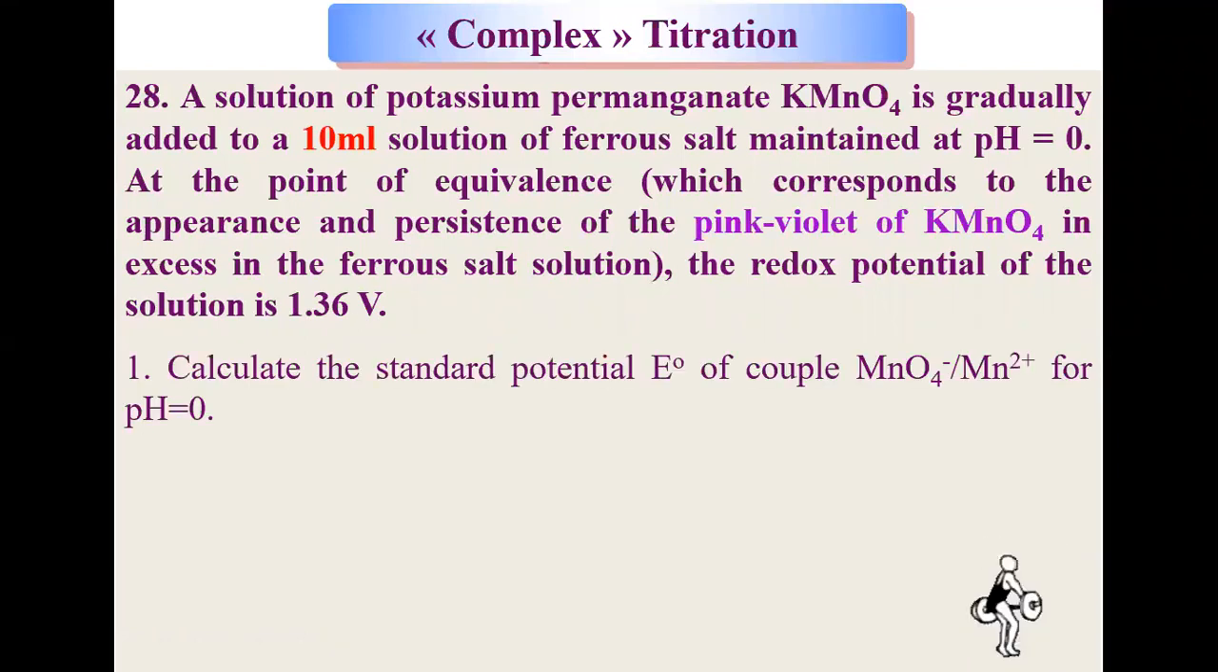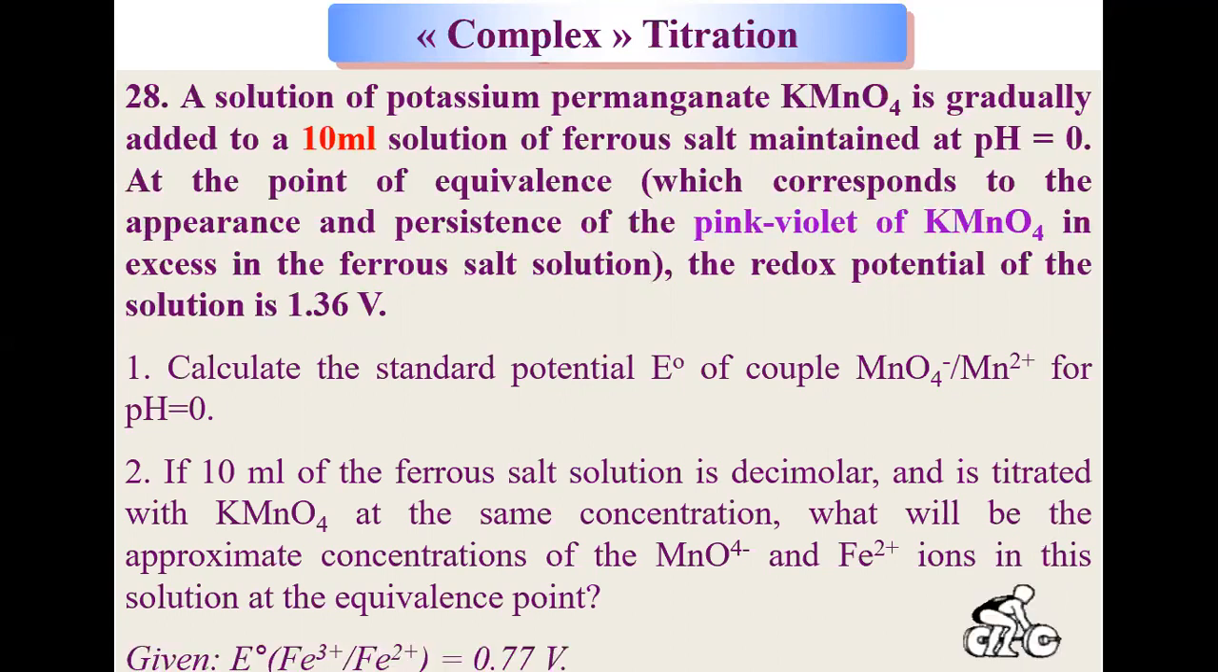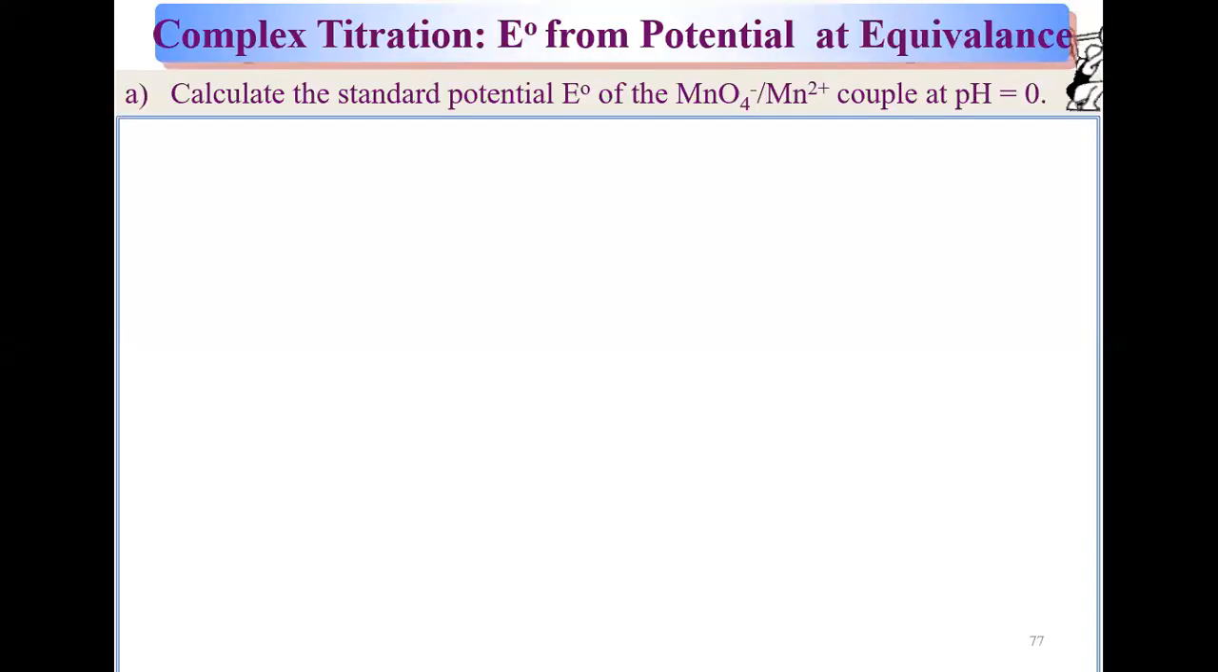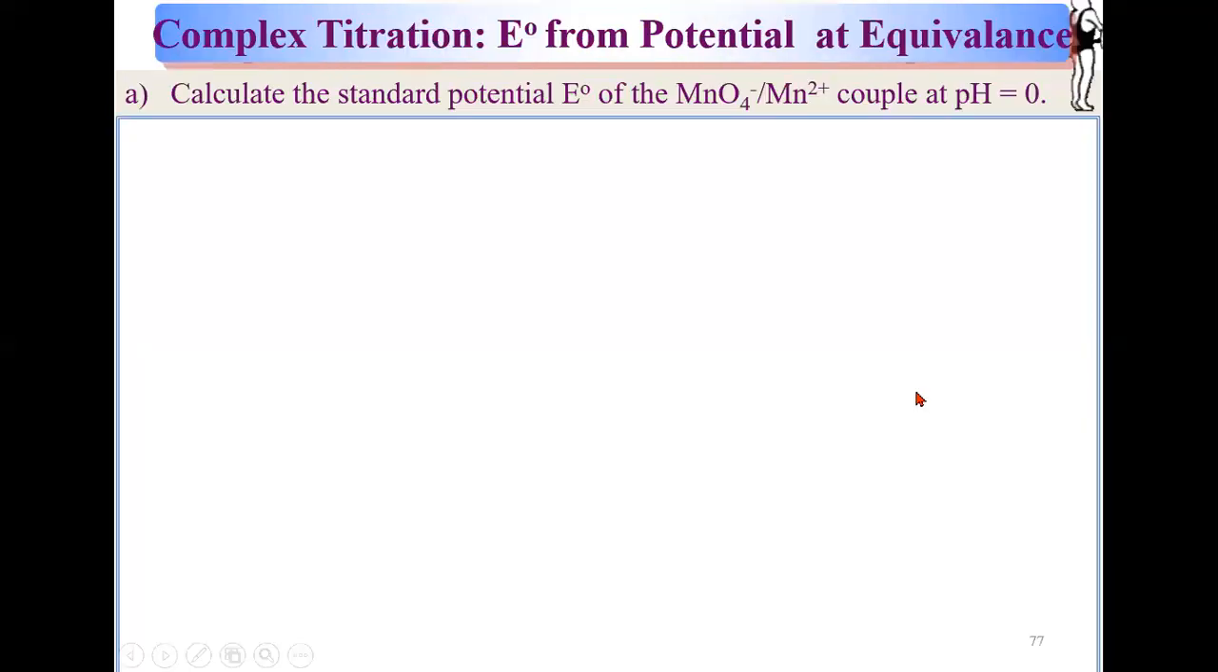They ask us to calculate the E naught for the MnO4 manganese couple at pH 0, and another question after that. So they only give me the reduction potential for iron. I'm not given the reduction potential for the permanganate, and I'm asked to get it.